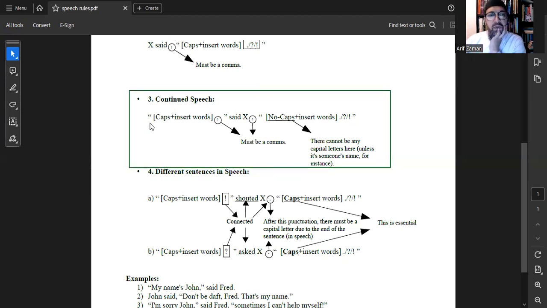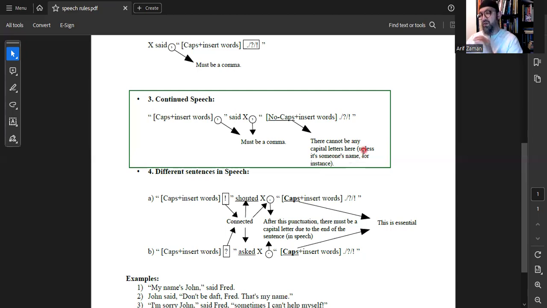So open speech marks, capital letter, then insert the word. So this looks familiar. Then you put a comma here, must be a comma, said X, another comma here, must be a comma, open speech marks, no capital letters here, insert the words, and then you either end with a full stop, question mark, or exclamation mark, end speech mark. There cannot be any capital letters here unless it's someone's name, for instance.